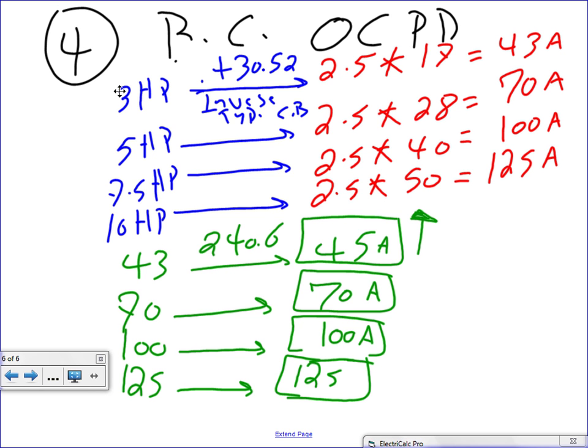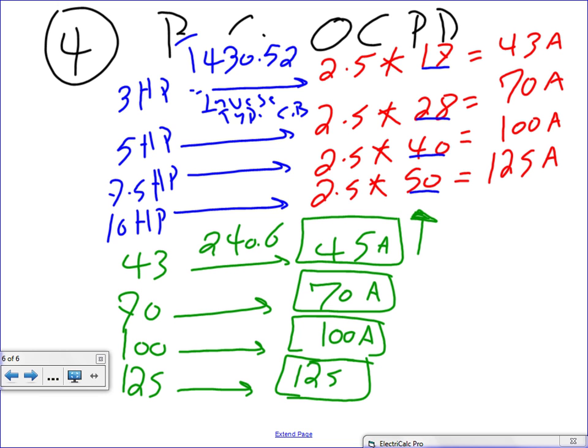When we're taking the multiplier, give me a second here. 430.50. Are we taking the multiplier from the branch circuit conductors calculation? No, we're taking it directly from the NEC. That's probably why. See where we got them? These are the amps that we multiply by 2.5.